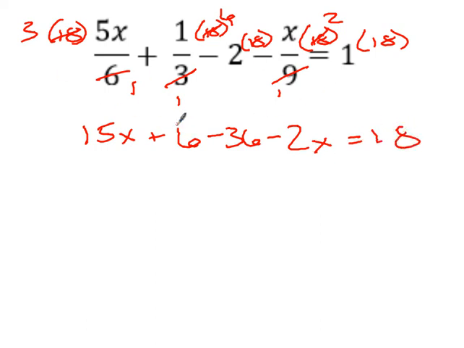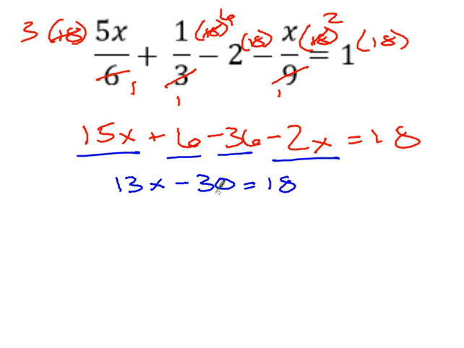So we actually didn't get rid of anything. We didn't simplify anything. This is just a different way of writing the equation after I multiply every single piece in the equation by 18. And then from here, I solve by combining like terms first. I got 13x, positive 6, negative 36 makes negative 30. All of that's equal to 18.